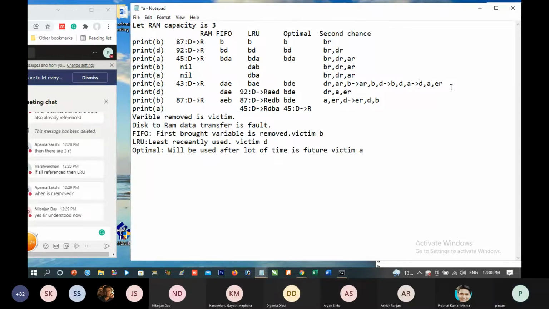Any doubt? Print D. D is referenced, DAER. Print B. D was referenced, so D will be put at the back by removing R. Now A is referenced, so A is not referenced, A will be removed, ERDB will be the case. BR. Is it correct? Fully correct.